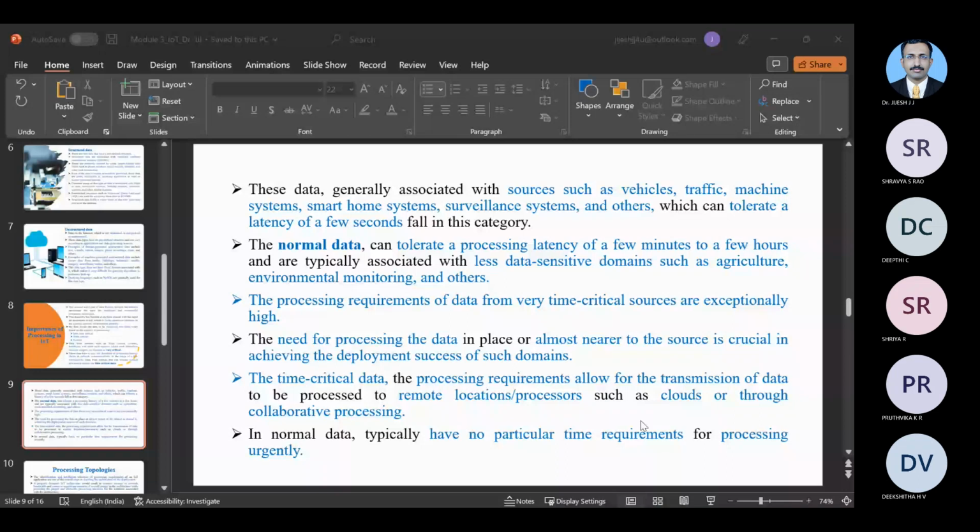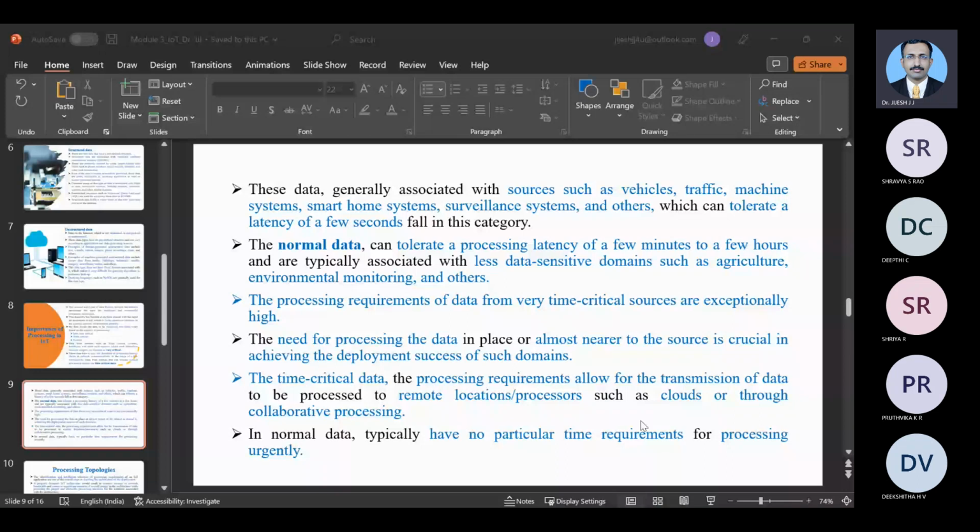But some of the information is very critical. Sometimes if a storm is coming or some threat is coming, for those information we need to be very precise. It's very important that the information reaches the destination at a faster speed. Okay. So you can see that the processing requirement of the data is very time critical and the sources are exponentially high.